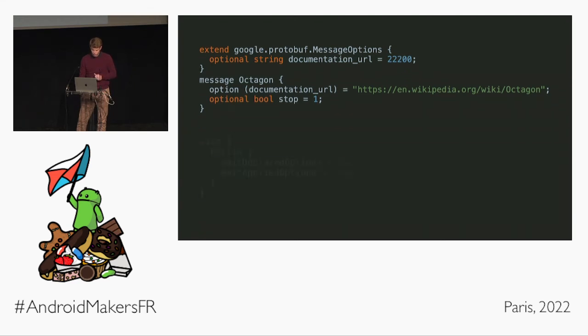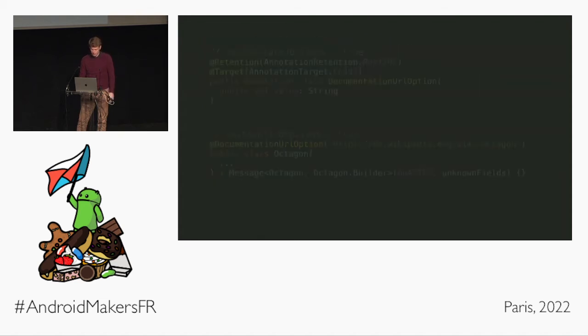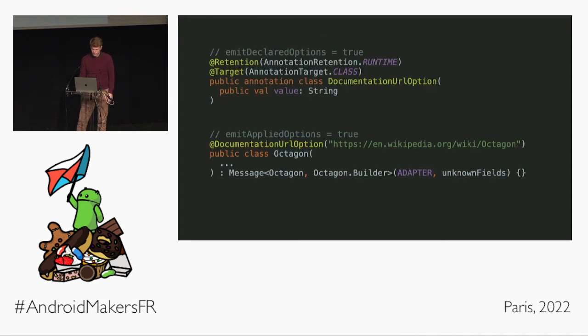Wire added two options to deal with this. The first, emit declared options. If it's true, it will create annotations for the options that you created. And the emit applied option will actually use this annotation and apply it on the generated code. And this is how it would look like. Above is the annotation we created, and below is the type octagon to which we applied the annotation of the option and its value. So then, even if there is no logic bound to it, at the code site you can use reflection, read the annotations, and then do things.